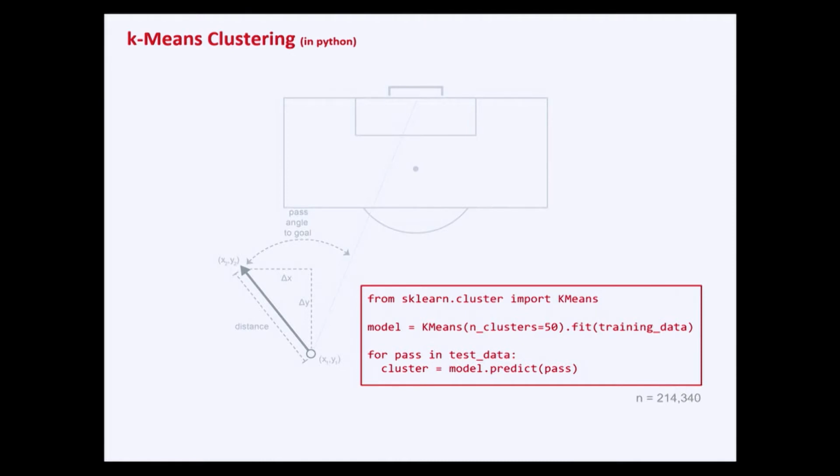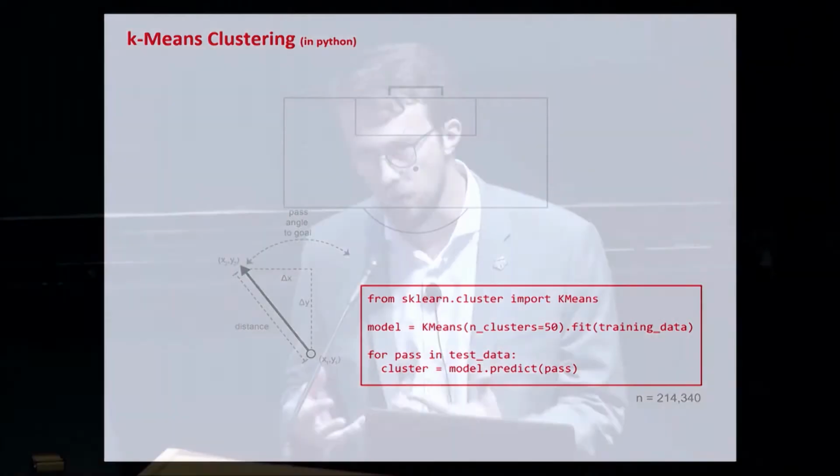This is a very simple application in Python, and I tend to prefer to put code up here instead of formulas. But what we're using is these roughly 200,000 passes. I'm calling them open play passes, so those are non-set pieces, no throw-ins, and putting them into 50 separate clusters and categorizing them into different pass types, right? The 50 is chosen fairly arbitrarily.